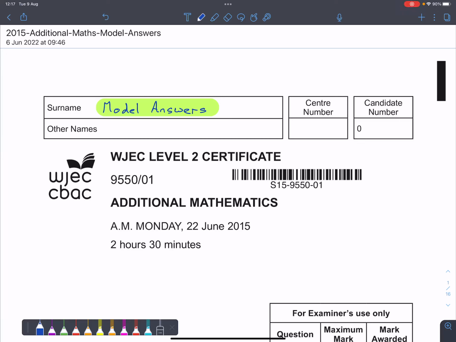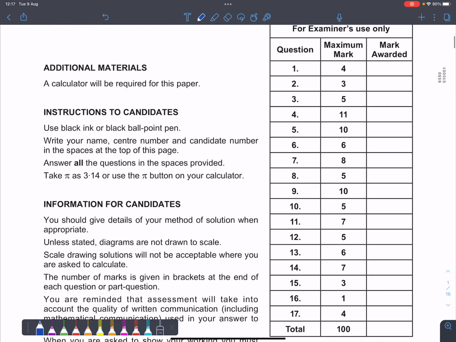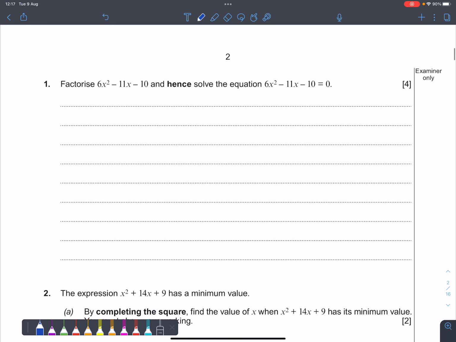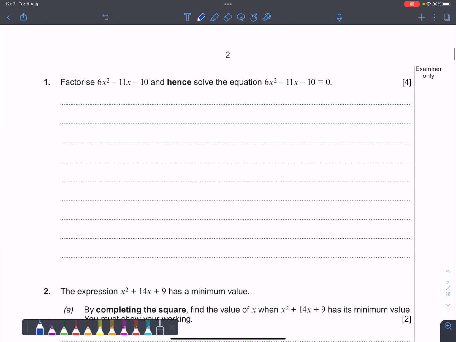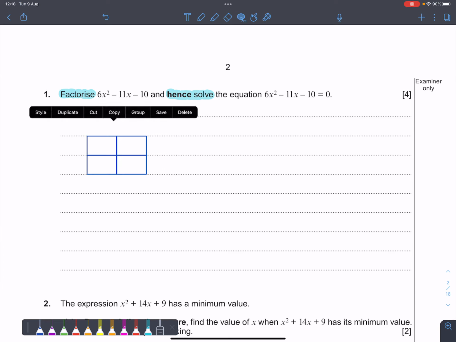Okay, in this video we are going to start looking at the WJC additional maths paper from June 2015. So scroll down to question 1 and we can see question 1 is a fairly standard factorise and then hence solve. So there's two things to do here. We have to factorise and hence solve. So the presence of this word hence means that we have to use our factorising to do it.